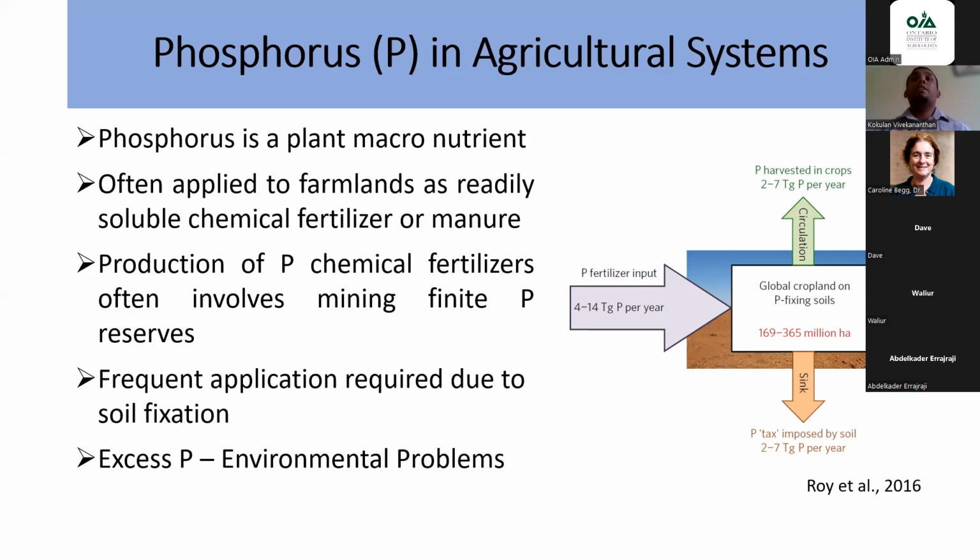So if you look at this figure, more than 50% of the applied phosphorus is being made unavailable by the soil, which the authors describe as a phosphorus tax imposed by the soil. So this requires frequent and sometimes excess application of phosphorus to the croplands. It, on the other hand, creates environmental issues when this phosphorus reaches the surface water bodies.